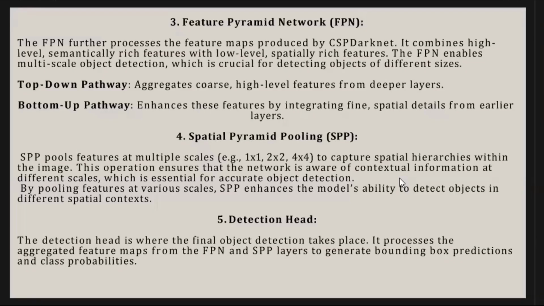The next layer is the SPP layer, which is spatial pyramid pooling. It pools features at multiple scales. That is, every feature is different at every different scale of image. Like every feature will be different in a 1:1 scale image, and every feature will be different in a 64:64 scale image. The last layer is the detection head, where the final object detection takes place. It processes the aggregated feature maps from the FPN and SPP layers to generate bounding box predictions and class probabilities.